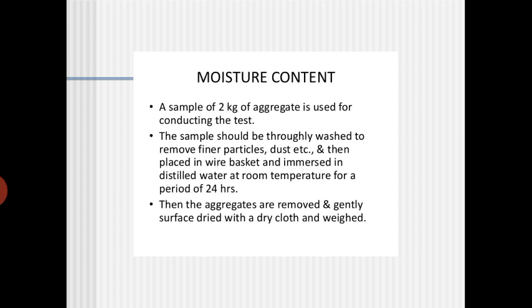So first 2 kg of aggregate is used. The sample should be thoroughly washed to remove finer particles. Normally our aggregates sometimes consist of mud particles that have to be removed first. The dust, sometimes it will be there, has to be removed with the water. Then place it in a wire basket and immerse it in distilled water at room temperature for a period of 24 hours. Why are you using the distilled water here? Normally we can use normal water also, but we have to use distilled water only.